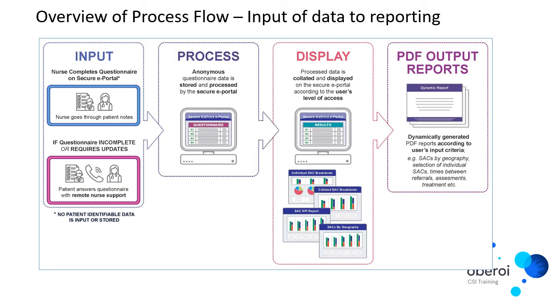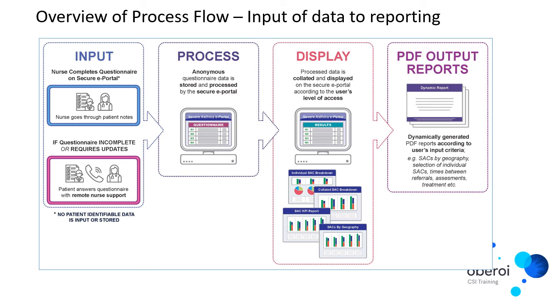This is how it works. So you've got an overview of the process flow here. So inputted data to reporting. So the nurses within the tertiary care centre complete the questionnaires on the secure e-portal. So that can be done either with the patient in front of them or from the patient's notes. If they're doing a notes review and they have incomplete information, they can telephone the patient and get that information.